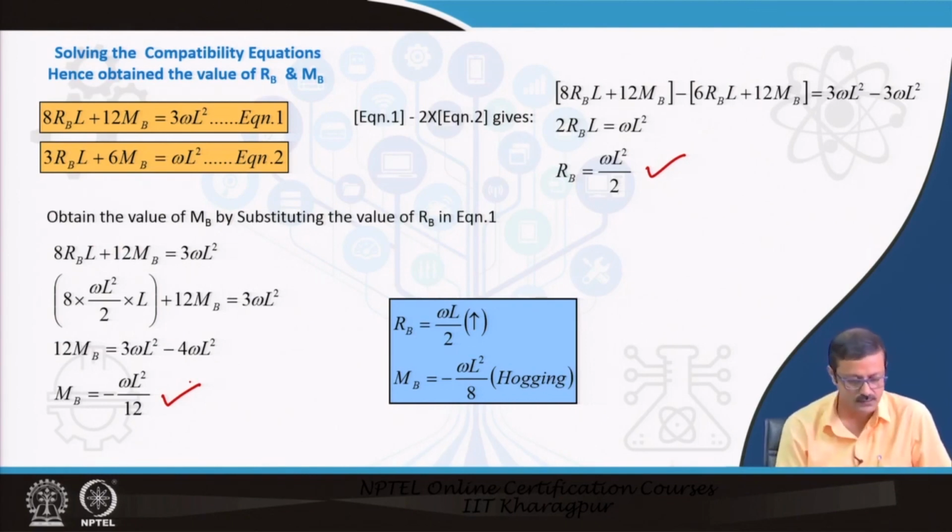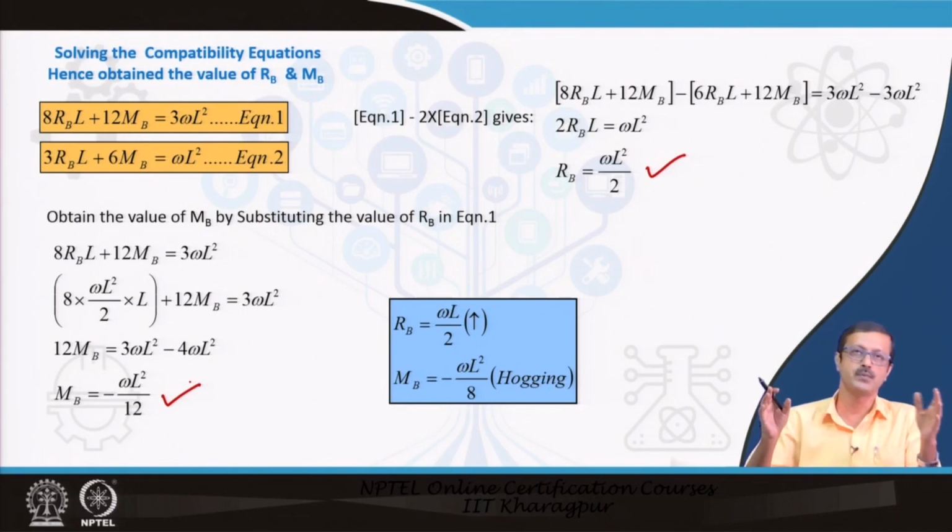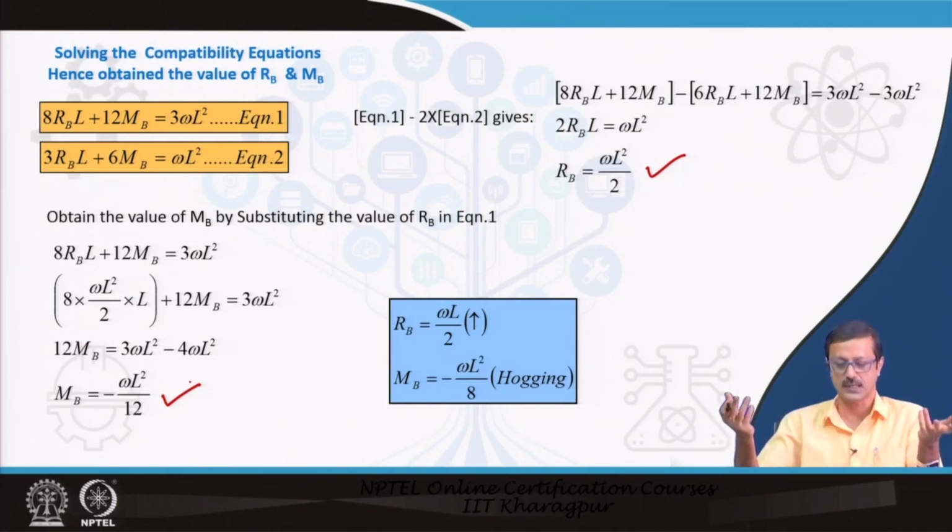This particular MB is hogging, a negative moment will occur over there, and MB and MA will be the same, and RA and RB will be the same because of the symmetry. So, this WL square by 2, or omega L square by 2, whatever you call it, is negative. So, it is the hogging moment. That will create tension in the top, right, and this is called the fixed end moment. Why fixed end moment? Because both ends are fixed in this particular beam, and because of that the fixed end will actually encounter this much amount of hogging moment because of a UDL over a span of L.